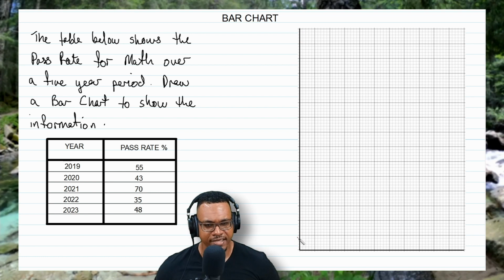But before I do that, let's just draw the Y and X axis. Alright, so I've drawn the Y and X axis. Now let's put in the labels. Alright, so I've pass rate on the Y axis and year on the X axis. Now let's do the numbering.